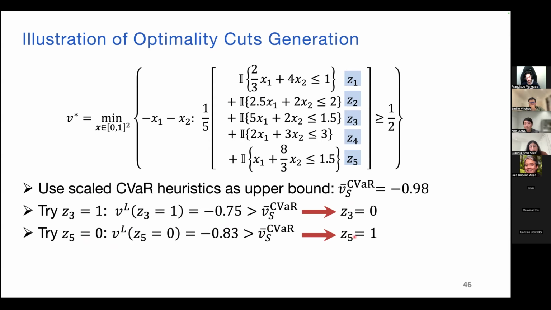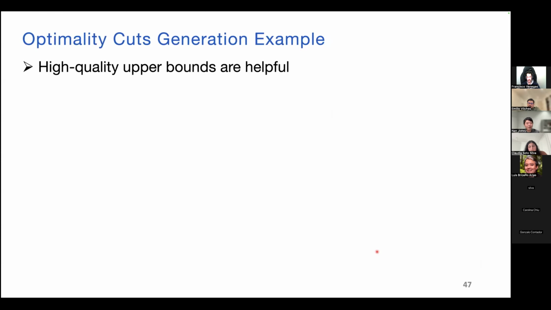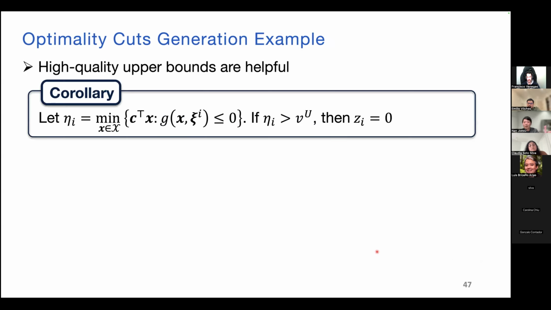So you can see this heuristic is actually very helpful, because if we replace this one with the CVaR approximation, the CVaR approximation will be negative 0.59. If you replace this value here, we cannot generate these 2 cuts, because the current upper bound is too conservative. So because of this, the higher quality upper bounds are very helpful. So we can go back to those instances and generate the optimality cut based on a very simple corollary.